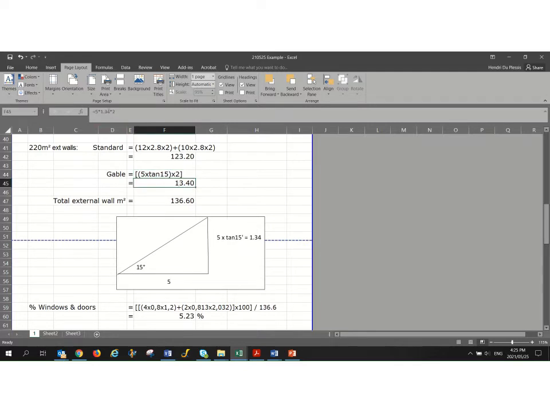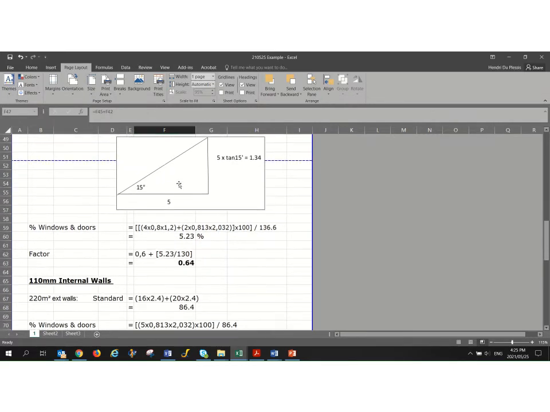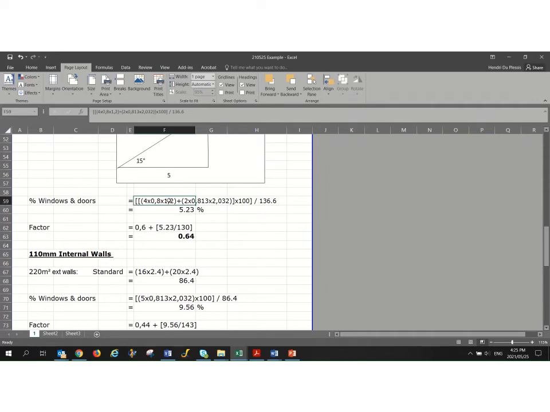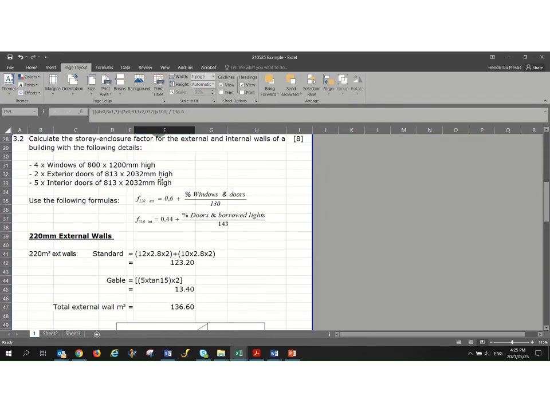Here we go. So it's the 5 times the 1.34 times 2 to get our gable wall end areas, and we just add those two together to get our total wall area. Then you just populate your formula. So in the question it was stated that we've got 4 windows and 2 exterior doors.